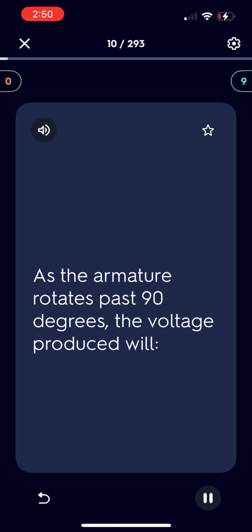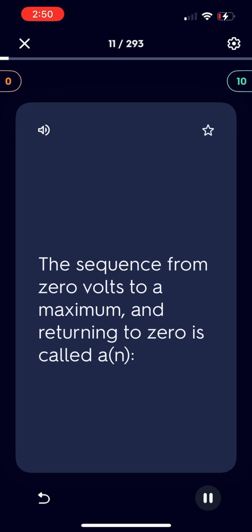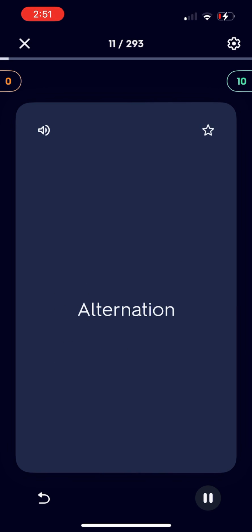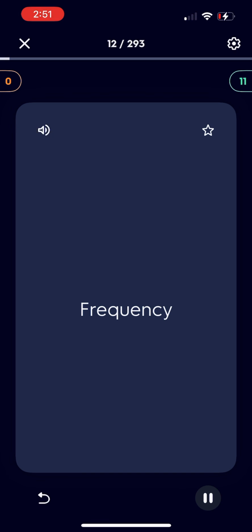As the armature rotates past 90 degrees, the voltage produced will decrease. The sequence from 0 volts to a maximum, and returning to 0 is called an alternation. The number of cycles that occur in 1 second is called the frequency.